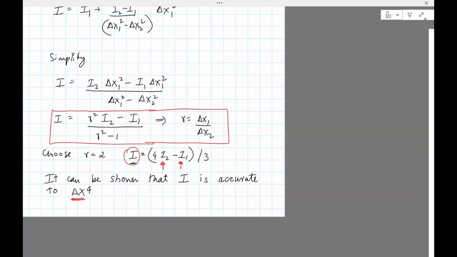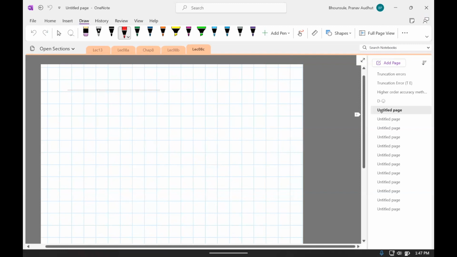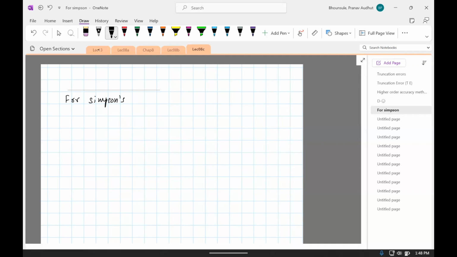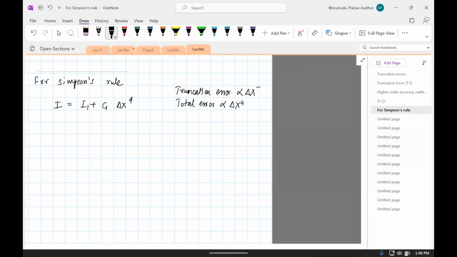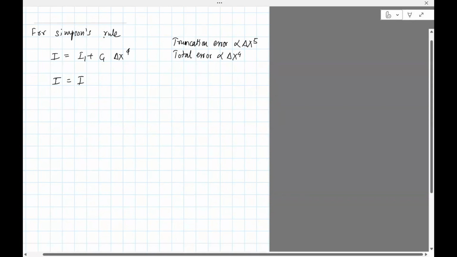You could do the same thing with Simpson's rule, and I'll just write that down, and I think we're out of time. You can do the same thing for Simpson's rule. Here I would be I1 plus C1 delta x raised to 4, because the total error is proportional to delta x to the 4, even though the truncation error was proportional to delta x raised to 5. So when you take the integral, you get one order lower total error. So what you'll do is you'll do the same thing for Simpson's.